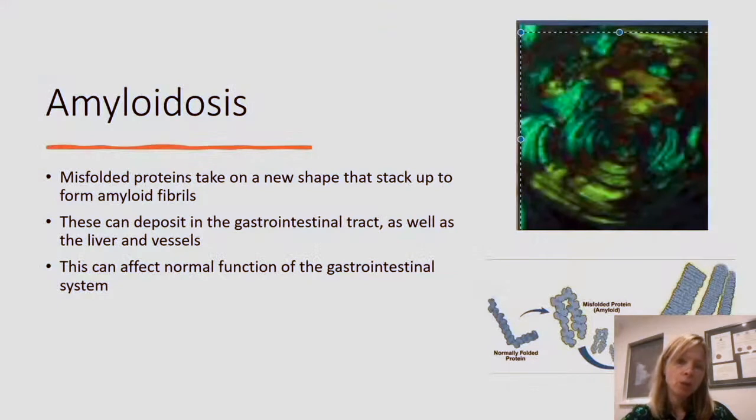As you're all probably already aware, amyloidosis is a disease that comes about from the misfolding or abnormal folding of normal proteins found in the body. They then take on this new shape, as illustrated here at the bottom of the image. These misfolded proteins can then deposit anywhere in the body, and that can include the gastrointestinal tract. It can also affect the liver, and it can affect the vessels or nerves supplying the gastrointestinal tract. Any of these deposition processes can then lead to abnormal function in the GI tract.